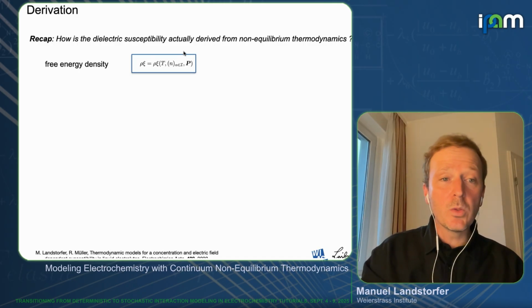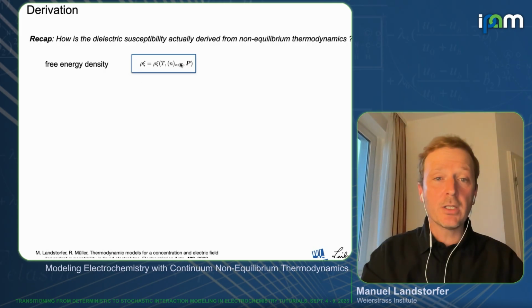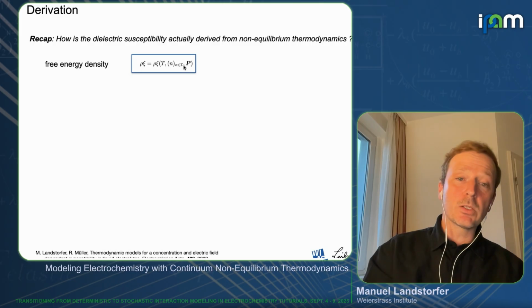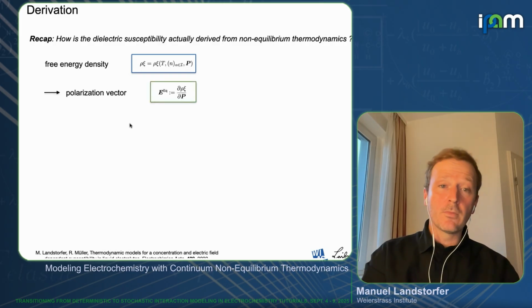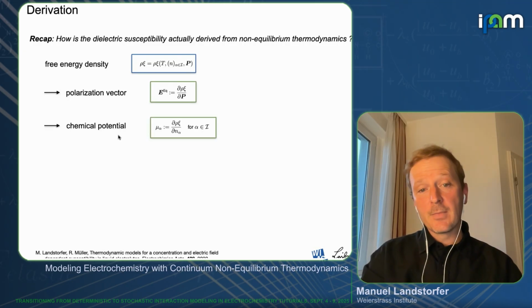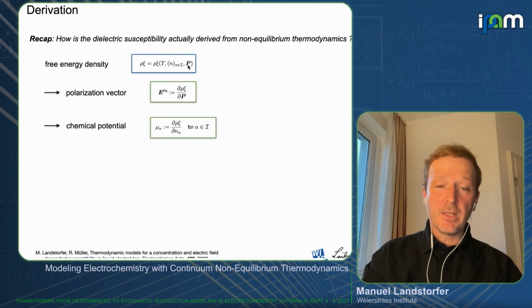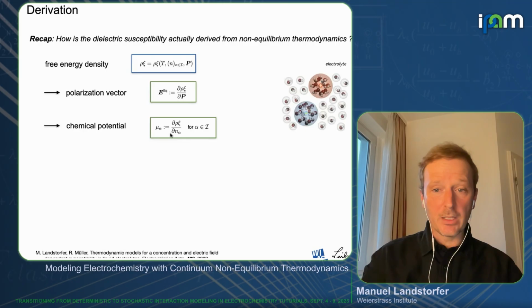So basically, we always start from a free energy density of our mixture, and this now also depends on polarization, and you get a polarization vector. This is the partial derivative of the free energy density with respect to P, and the chemical potential is the partial derivative of the very same free energy density with respect to mole fractions. And here you can already see that when there's a feedback loop between polarization and concentration dependency, you will ultimately get a dependency in the chemical potential.